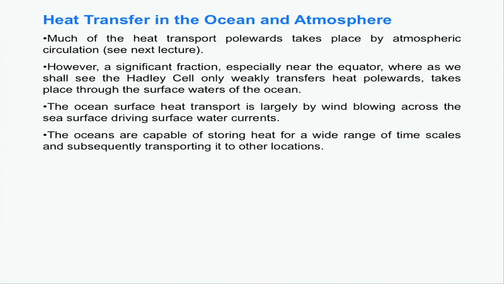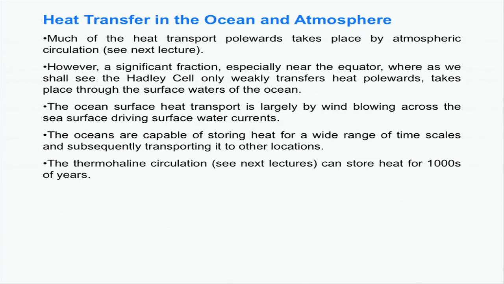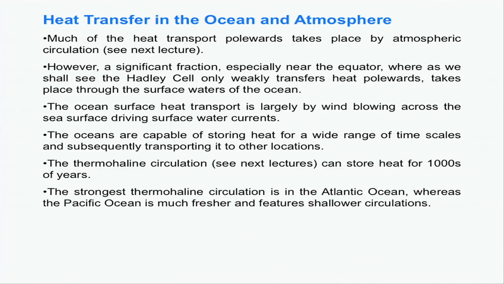The oceans, remember, are very good at storing heat energy across a very wide range of timescales, sometimes as long as 1,000 years, and then they eventually transport that heat to other locations, as we'll see later. And the way they do it is they set up a circulation pattern in the ocean, which we call thermohaline circulation. And that thermohaline circulation actually links various oceans and can typically store heat for thousands of years, so it's very important.